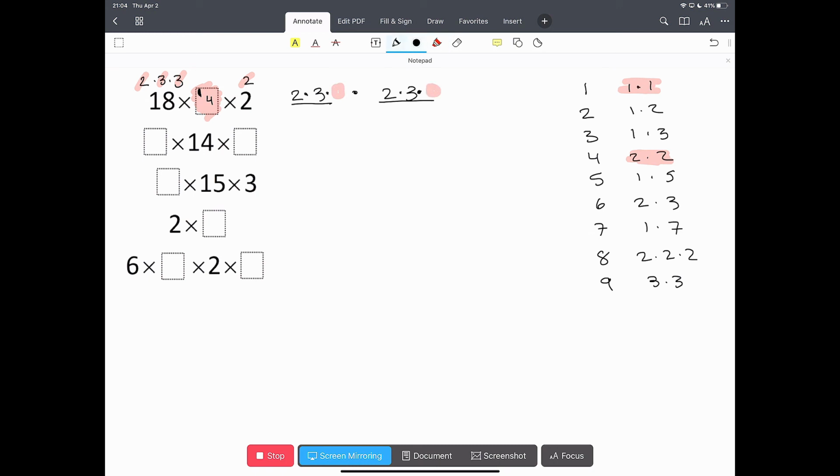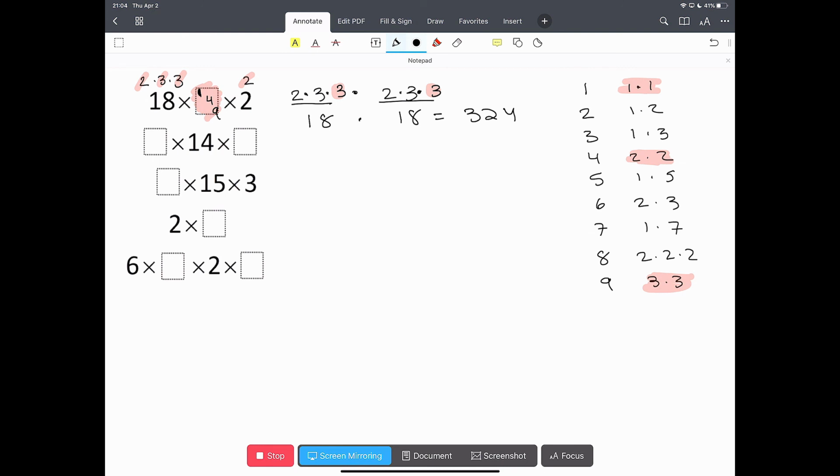Finally, I think the last one that I can use is 9. 3 times 3. Left factor and right factor identical. That would be 18 times 18, which is 324. So 9 is also a possibility.